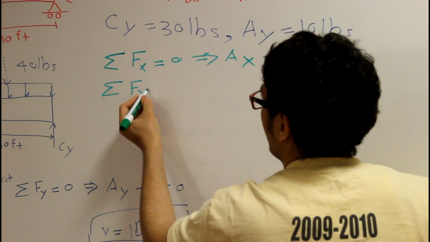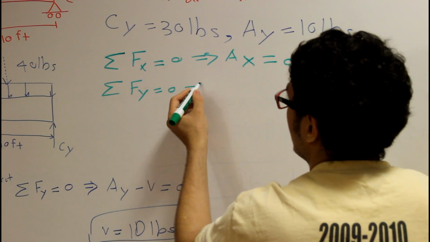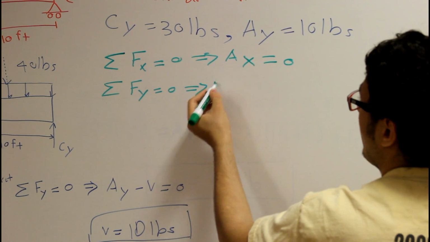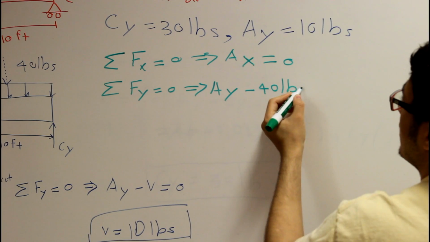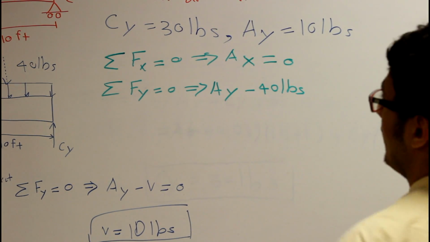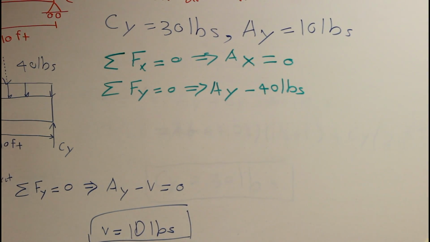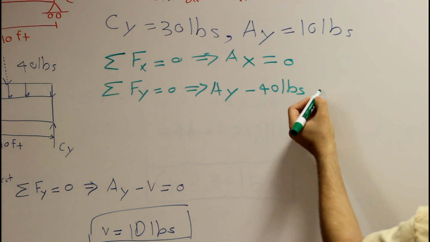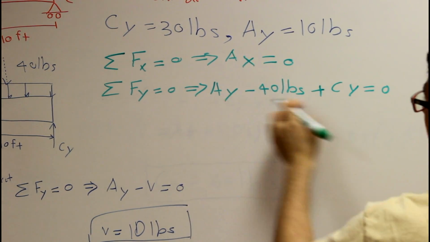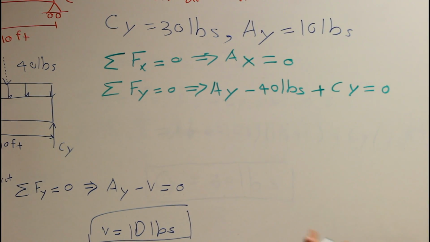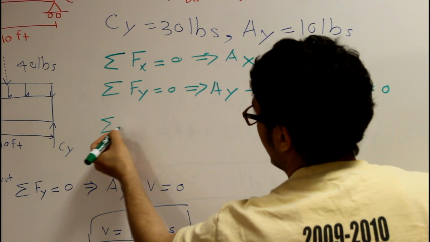Then we say the sum of the forces in the y direction equals 0. Ay is going upward, plus Cy is going upward as well, minus 40 pounds, which is the force that comes from the distributed load, minus 40 pounds, equals 0. We notice that we have two unknowns in the same equation.